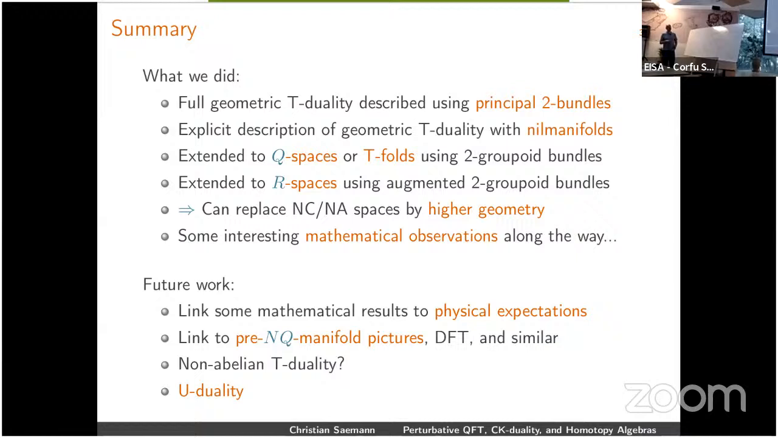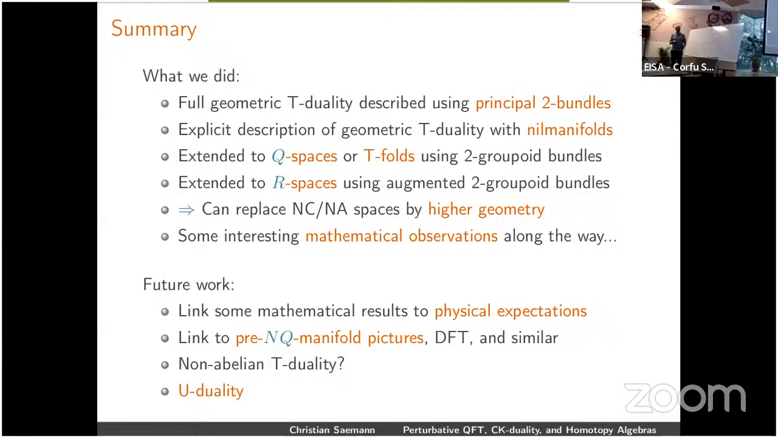There are lots of interesting mathematical observations along the way, and I should say that this paper was actually meant originally as a little side project, and then it exploded. And so a lot of questions haven't been answered yet. This is just the beginning of some more in-depth research of what we can do. Namely, we need to link many of these mathematical results to physical expectations. There is this GG manifold picture.